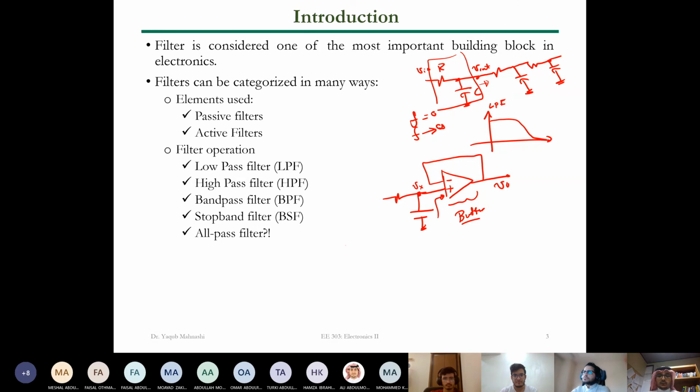Infinity. Exactly. So you are dealing with this block alone. It's like placing one block, then another block, then a third, and no block sees the other. So each block will give you the desired output somehow. And this is the beauty of active filters.